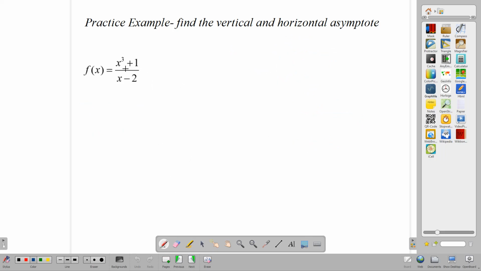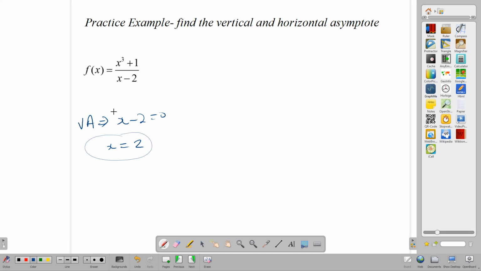Here we have x to the third plus 1, and we're dividing that by x minus 2. Our vertical asymptote, again, is simply to solve the denominator. X minus 2 equals 0, and that means x is equal to 2, which means that our vertical asymptote is 2. And so this function will approach 2, but not reach it.